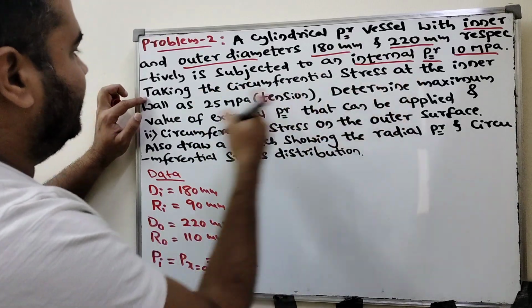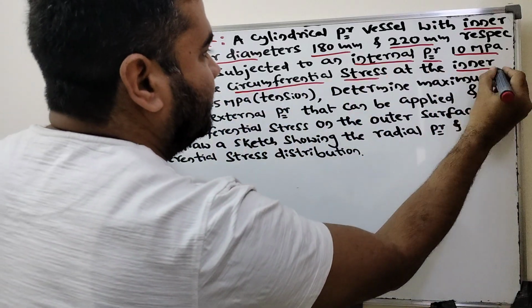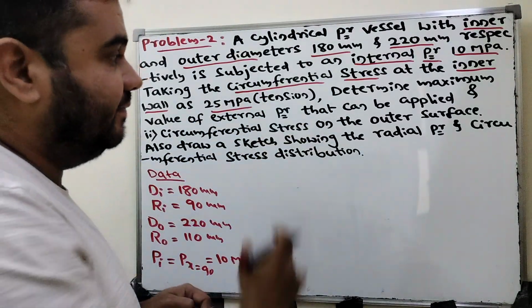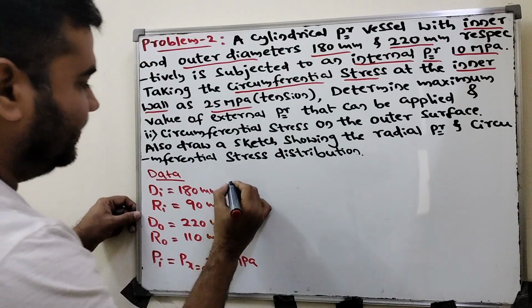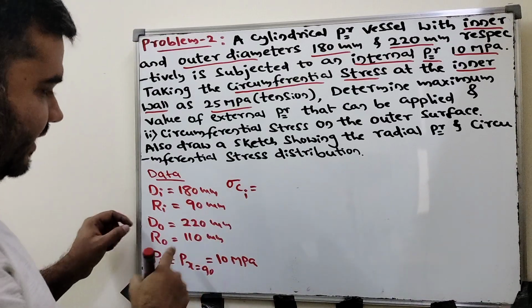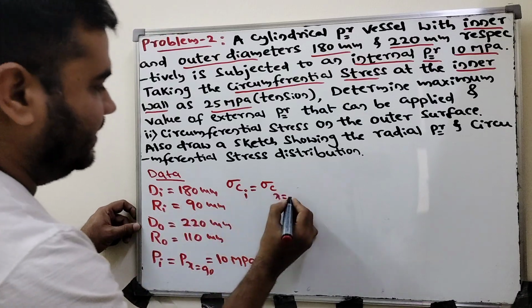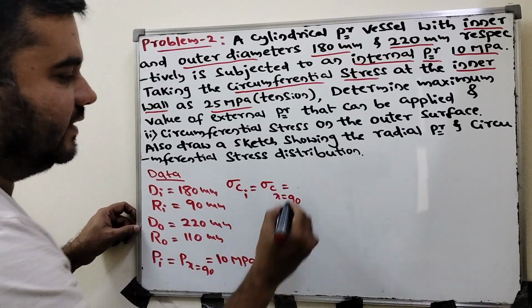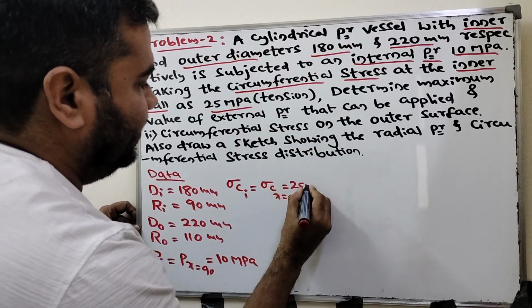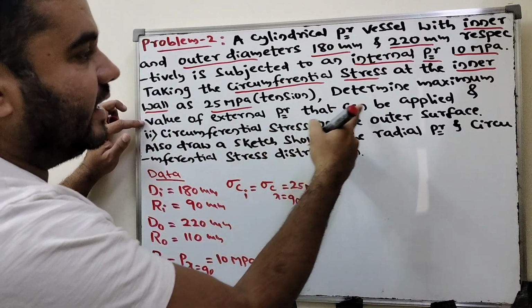He is given the circumferential stress at the inner wall as 25 MPa. It is tensile. We are drawing on the tension side only. So how should I write it? That is sigma c at the inner wall, at x equal to 90, how much is given? 25 MPa. Then: determine the maximum value of the external pressure that can be applied.